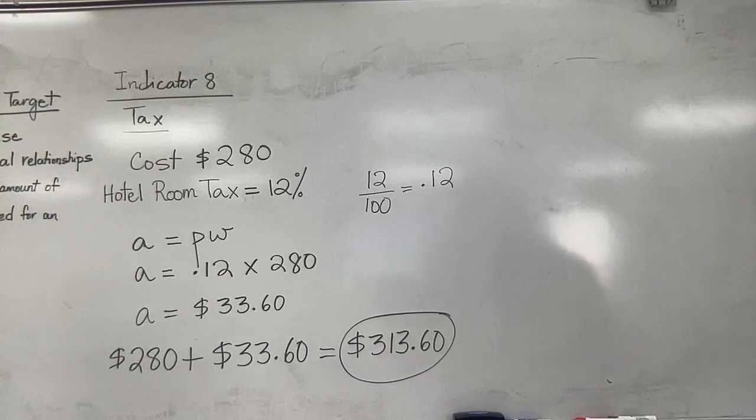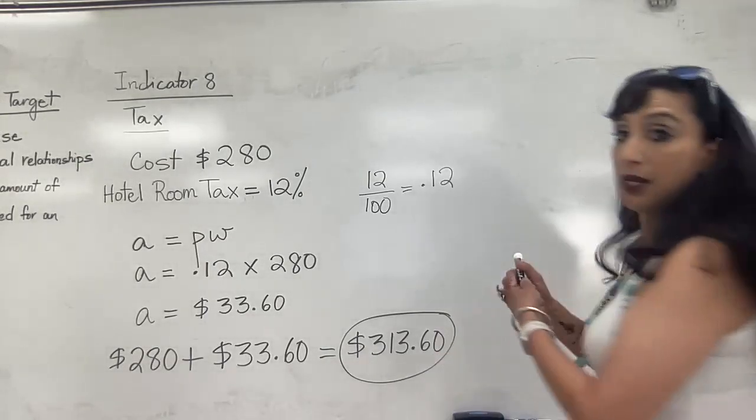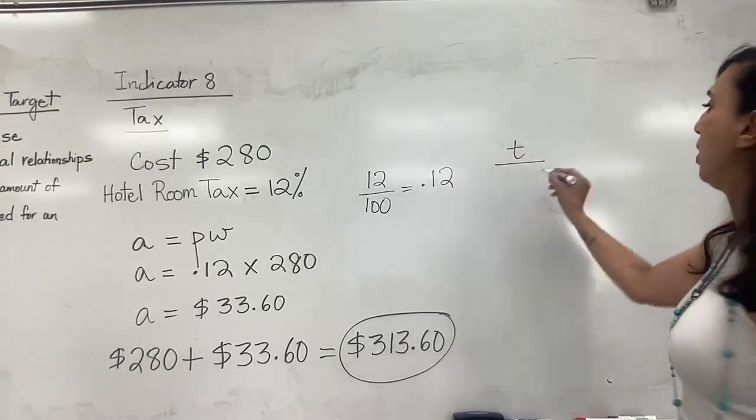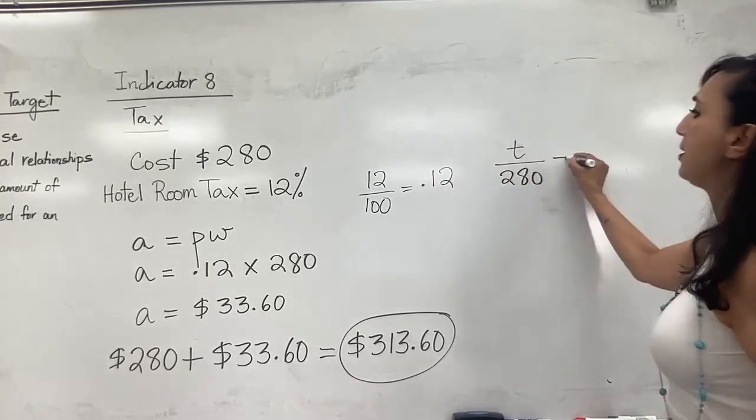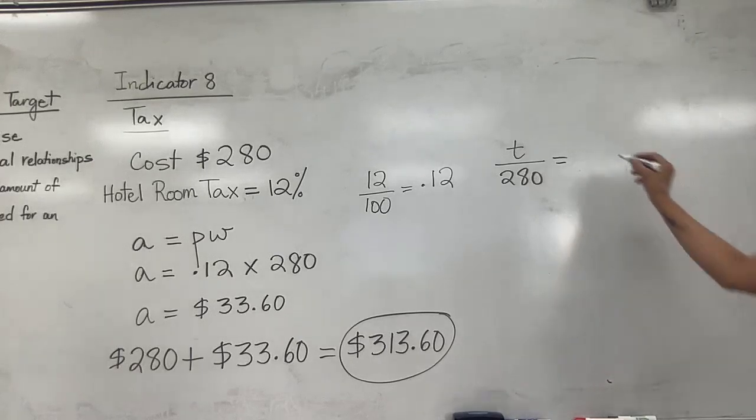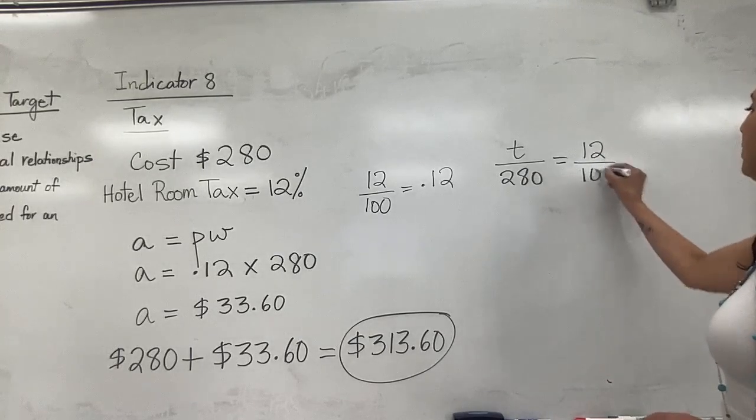Once again, let me show you your ratio reasoning. So I am going to write it out. You're going to write a proportion relating the two equivalent ratios, and we are going to represent the sales tax with T. So we have T over $280 is equal to what is the percent? It is going to be 12 over 100. So this is the percent.